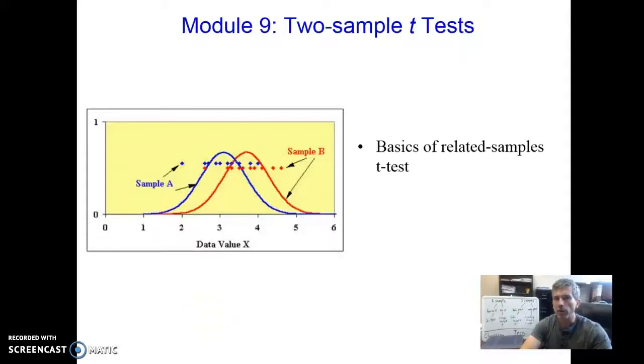All right, folks, welcome back to our discussion of two-sample t-tests. We're going to be talking about the second form of two-sample t-test. Hopefully it's not blocked by my shoulder. It looks like it's not.